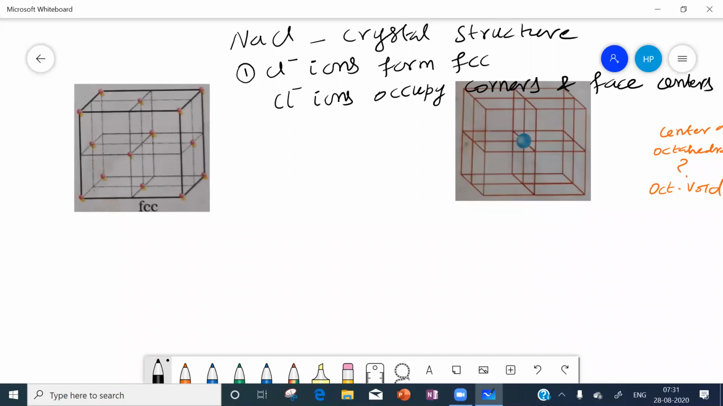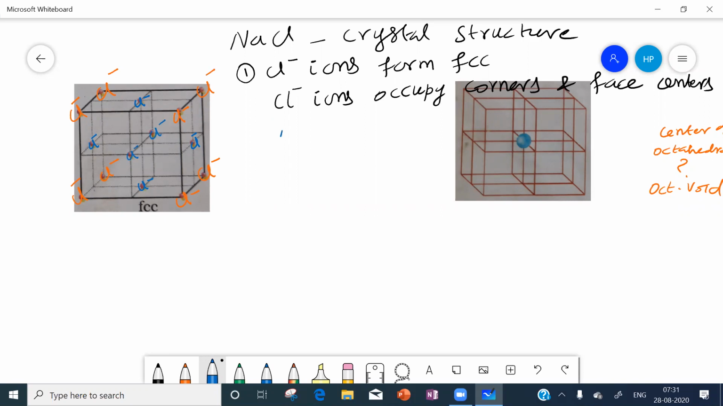Okay, let us write. Cl minus at the first corner, second corner, third corner, fourth corner, fifth corner, sixth corner, seventh corner, eighth corner. So we placed Cl minus ions at the corners. Then we have to place Cl minus ions at the face centers: top face center, right side face center, left side face center, bottom face center, back face center, front face center. Okay, we placed Cl minus ions.